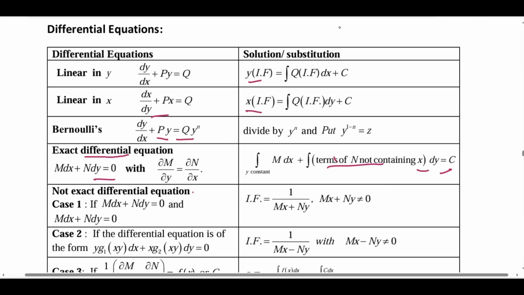If it is homogeneous, then the integrating factor will be 1 by (Mx plus Ny), where Mx plus Ny is not equal to 0. Then in case 2, the differential equation of the form y g1(xy) dx plus x g2(xy) dy equals 0, the integrating factor will be 1 by (Mx minus Ny), where Mx minus Ny is not equal to 0.